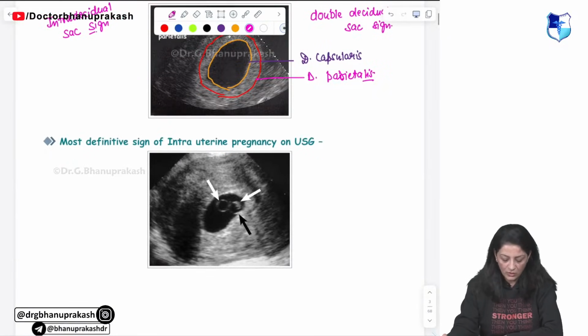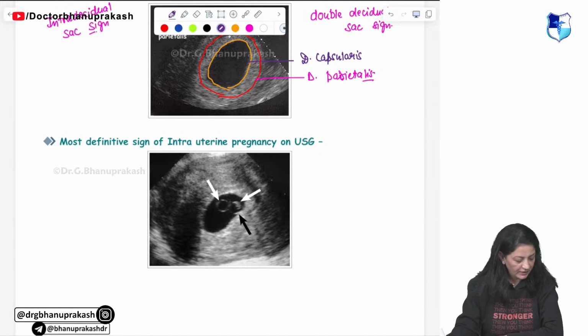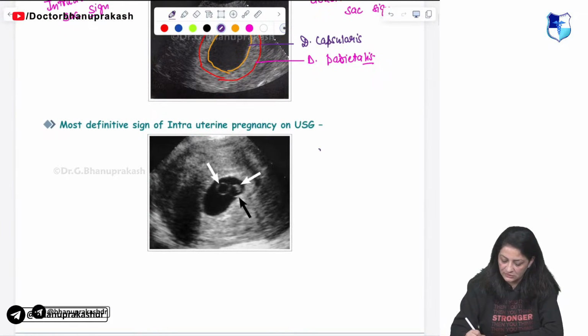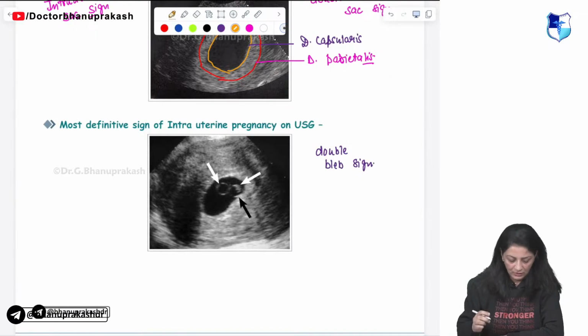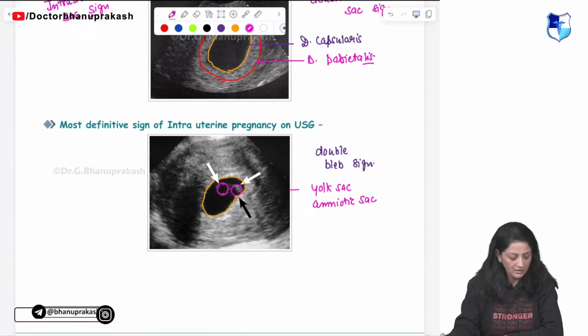So the third one is the most definitive sign of intrauterine pregnancy. What is the most definitive sign of intrauterine pregnancy? The double bleb sign. Look at this image: formation of the gestational sac with 2 bulbs. These are the yolk sac and the amniotic sac. So this is called the double bleb sign.